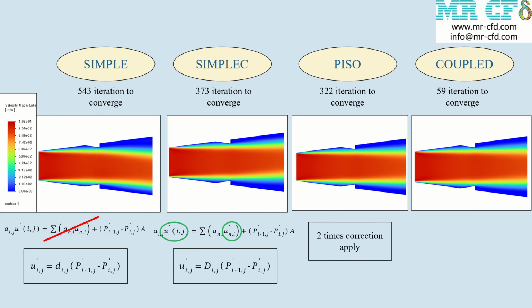The PISO algorithm applies correction in two stages. It first calculates velocities from momentum equations and pressure corrections from continuity. Then, it updates velocities in the momentum equation after the corrections, and once more updates the pressure corrections, improving convergence and accuracy.